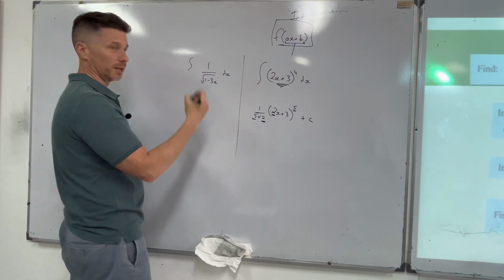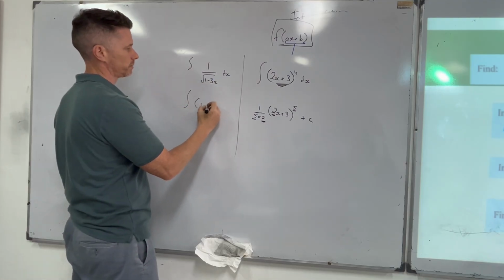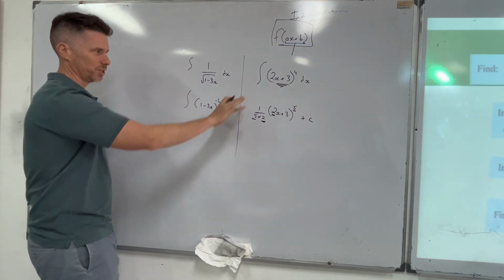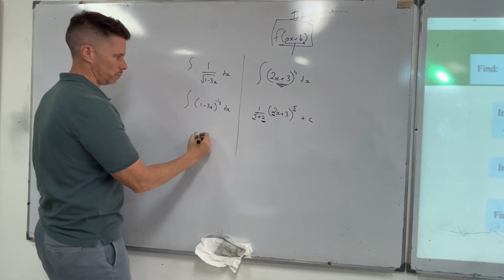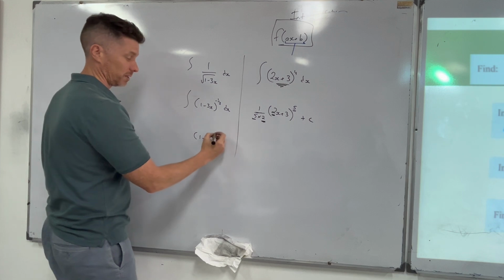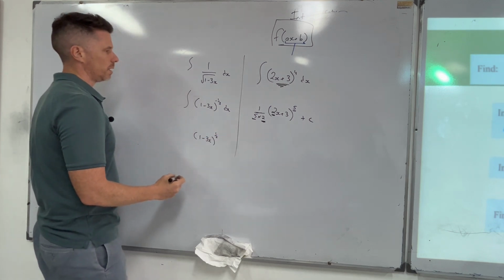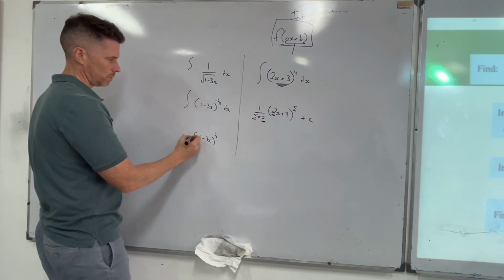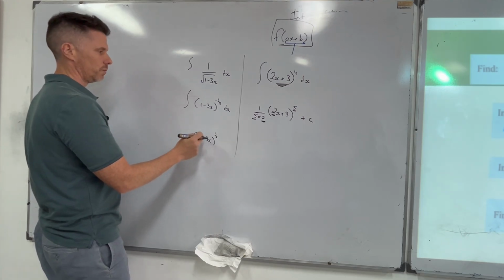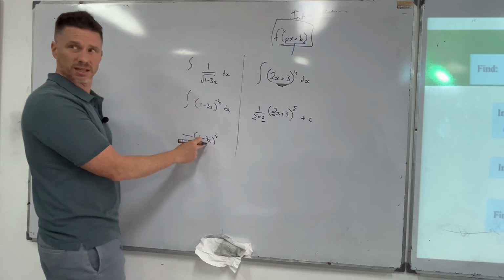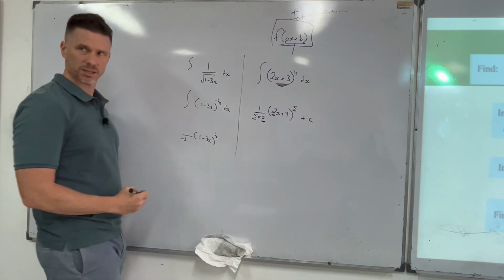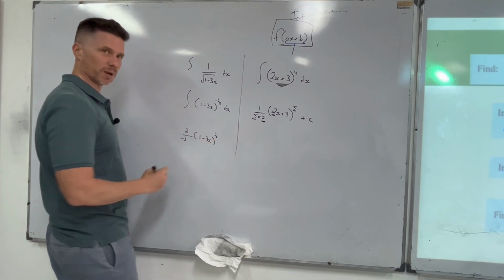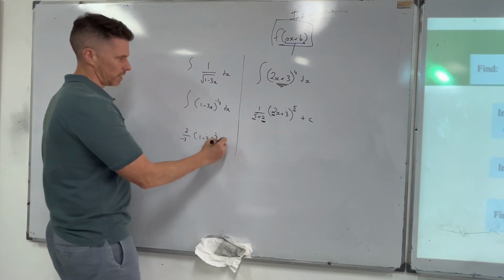So let's do the rewrite, like Derek was suggesting. 1 minus 3x to the power of negative a half. Can I apply something like I did here? Yes. 1 minus 3x to the positive a half. Yes. And then negative half over negative 3 by 2. So I'd have to divide by negative 3, won't I? And then what about the half? I divide by a half, which is multiplying by 2, and plus c.